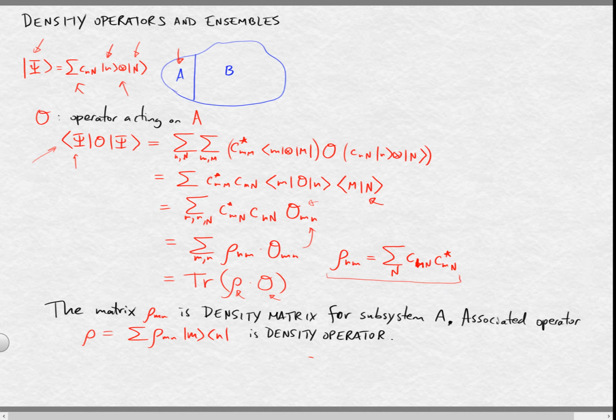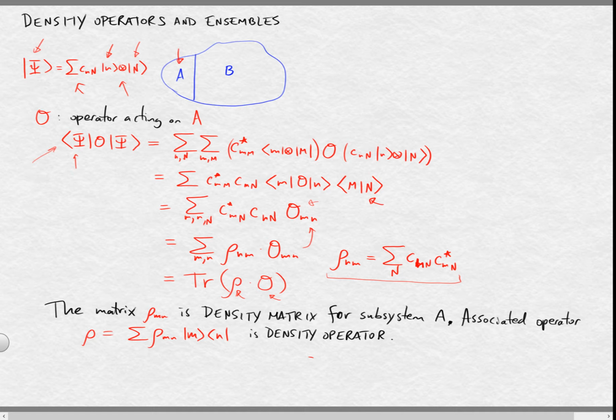Okay, so what's the deal here? This is an operator that acts on the A subsystem, or this density matrix is a matrix of numbers, which is D1 by D1. So the size of that matrix is just related to the size of the A subsystem, and this object carries all of the information that we need to know in order to calculate any observables, to calculate any expectation values associated with our A subsystem.